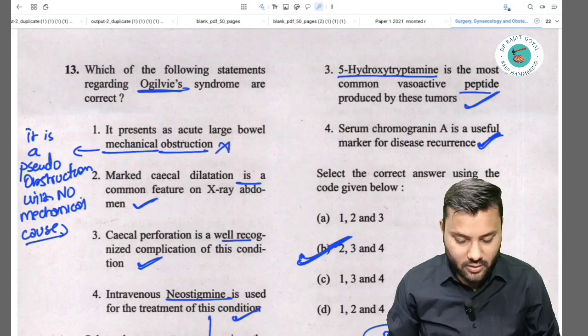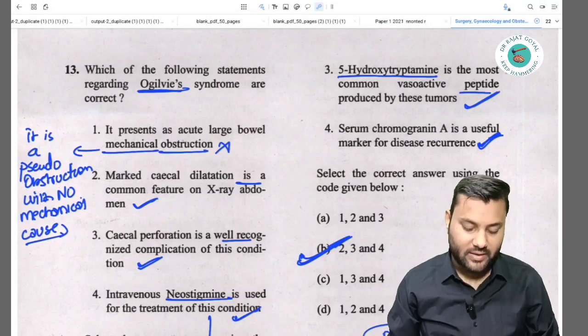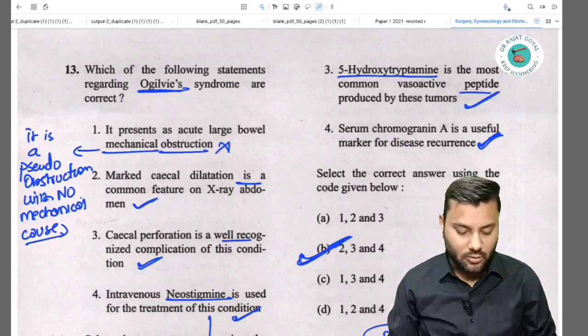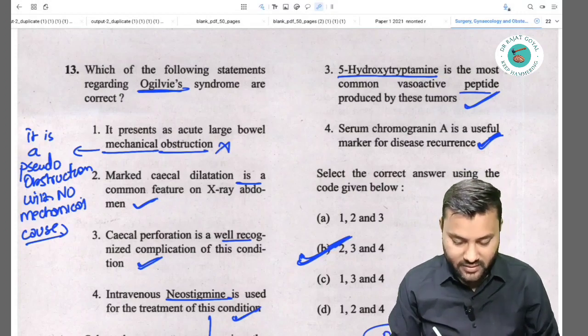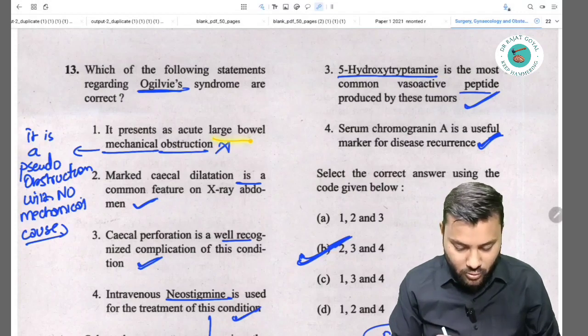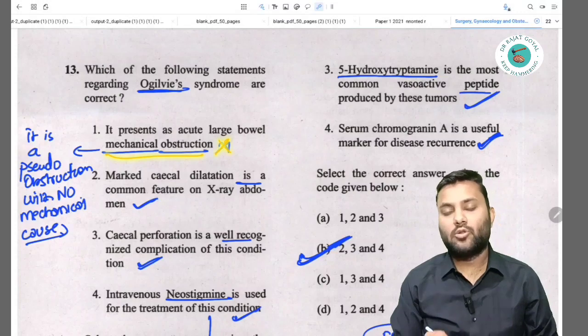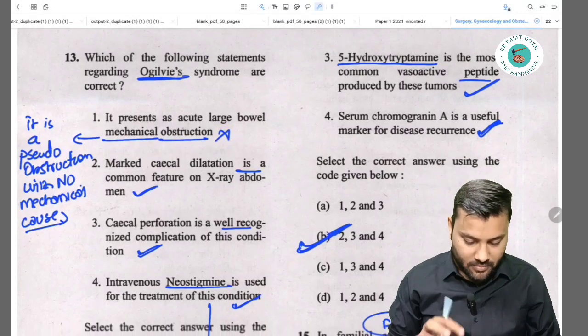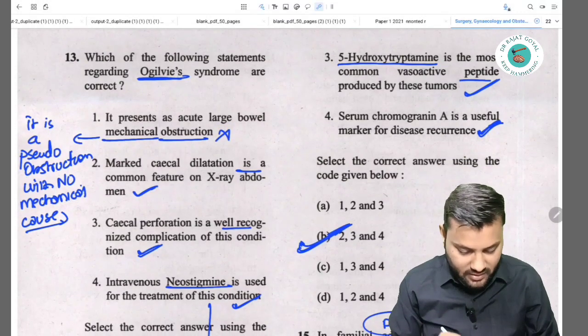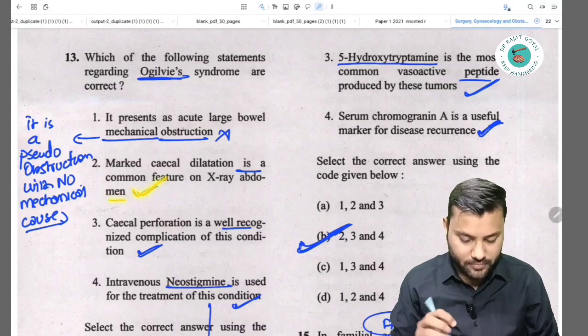Which of the following regarding Ogilvie syndrome are correct? So we know that in the Ogilvie syndrome there is no mechanical obstruction. So let's see the option. It present with the acute large bowel mechanical obstruction. No, there is no mechanical obstruction. Marked cecal dilation is common feature of the X-ray abdomen. Yes, this is true.